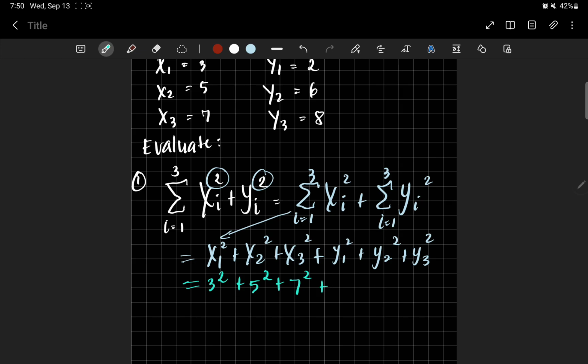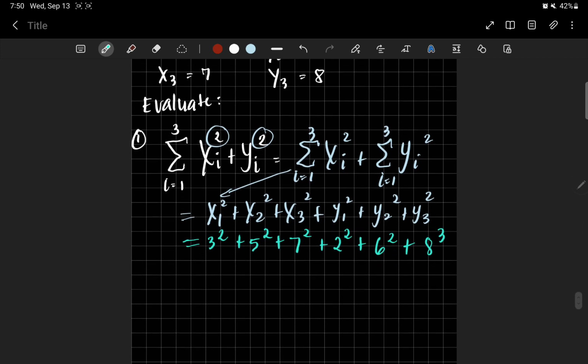Next, the values of y. So we have here y sub 1, that is equal to 2. So it will become 2 raised to 2. y sub 2, that is 6. So you have here 6 raised to 2. And y sub 3 is equal to 8. So you have here 8 raised to 2.